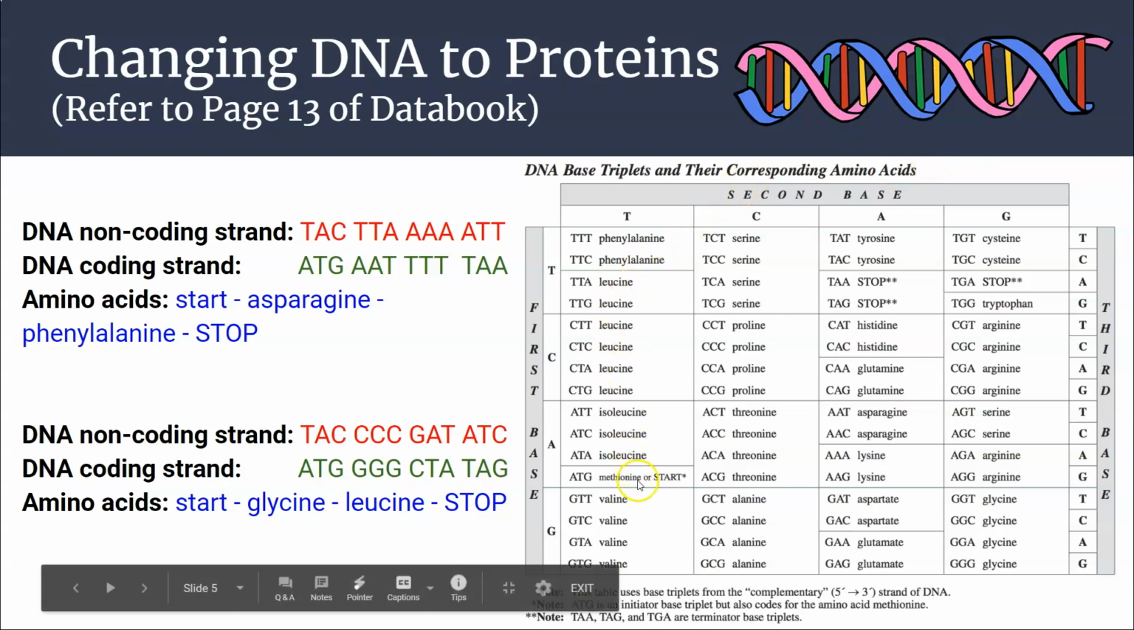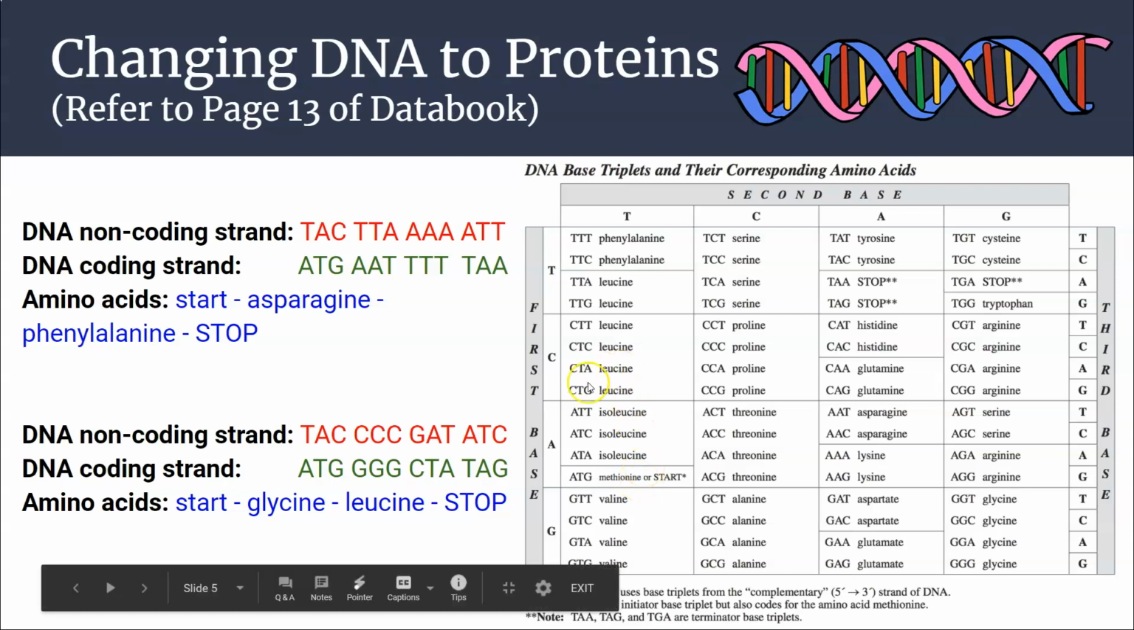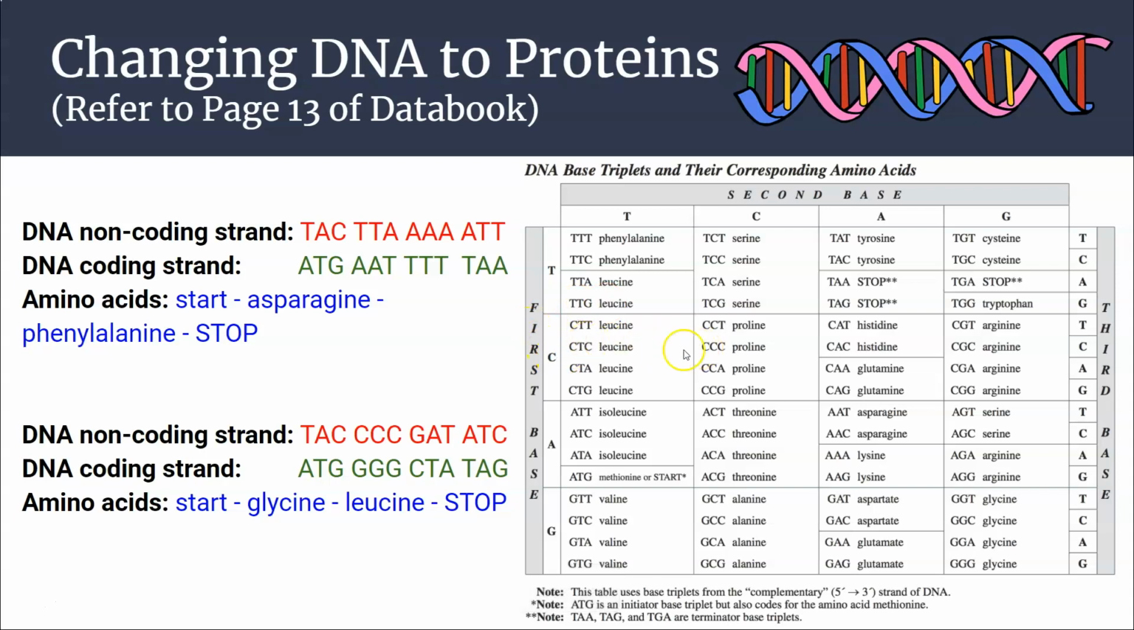Start, again, is ATG. G, G, G. Start at G, move over to G, find G. Here's glycine. CTA. C, T, A, leucine. T, A, G, stop. Okay? So that is how you would find and code for different proteins.